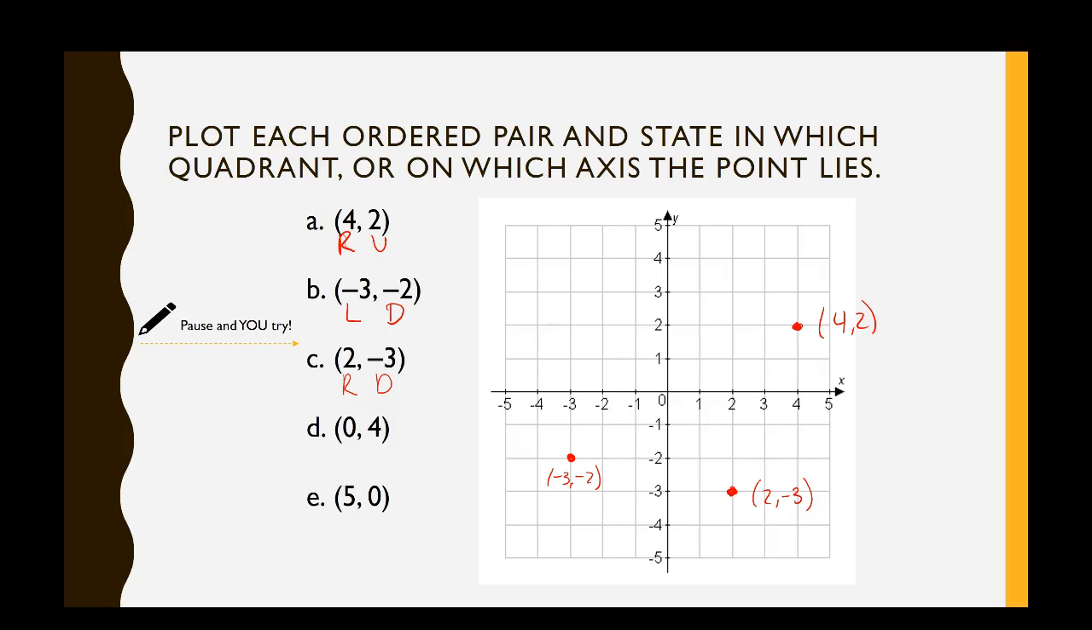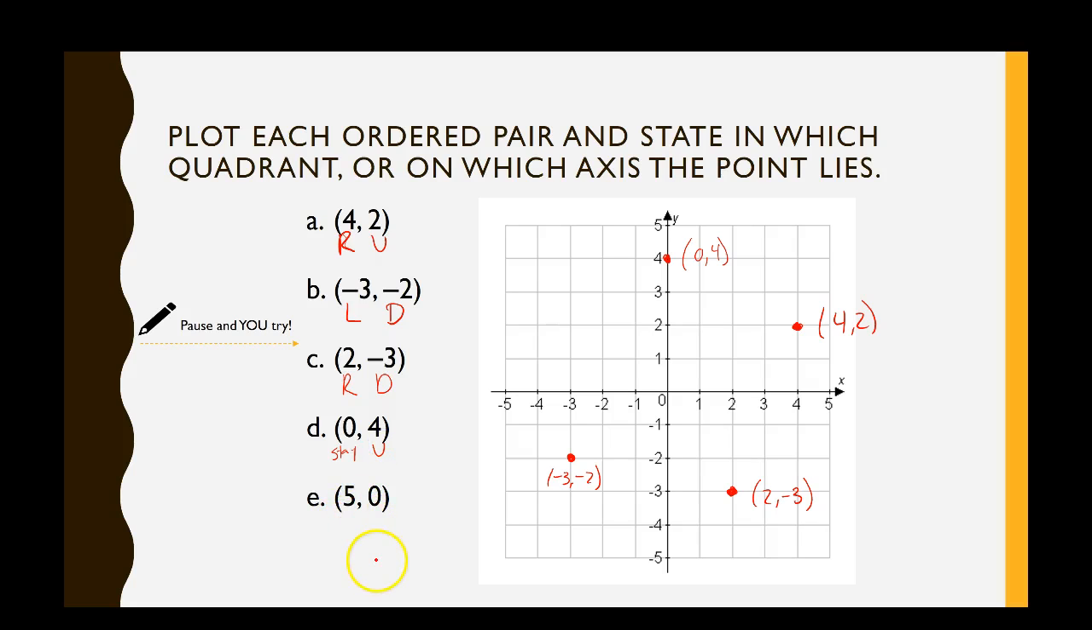Good. Okay, so D is 0, 4. This one's a little different because I'm starting at the origin, but then it says 0, so I do nothing to the right or left. But then I go up 4, so that one would be right here on the y-axis, 0, 4. So this tells me to stay, and then I go up 4.